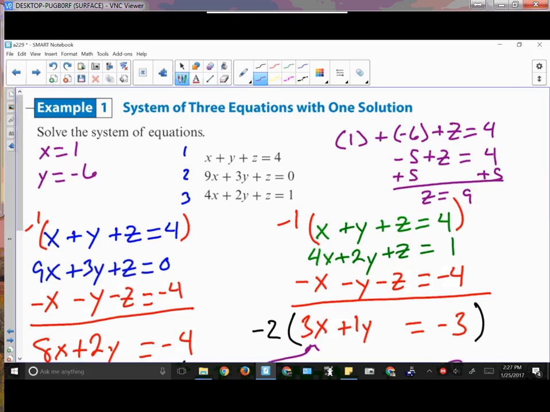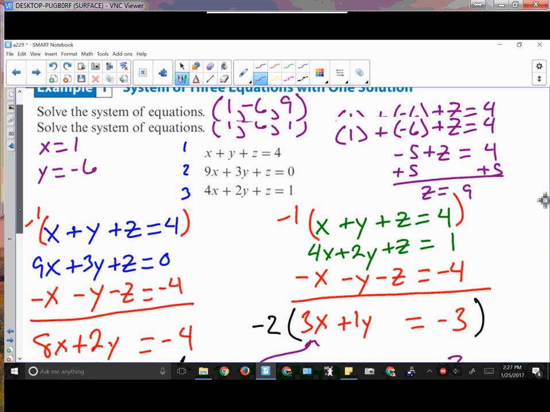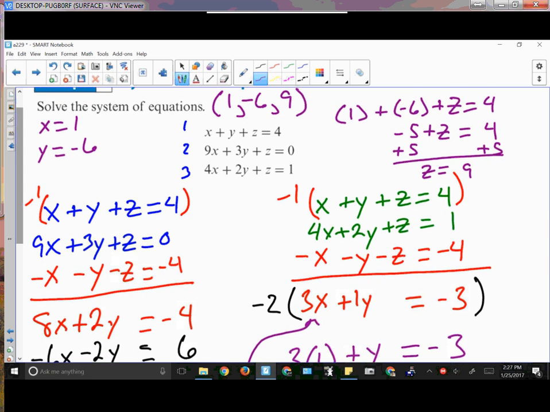So, what this means for the final answer. If I did everything right, the final answer would end up looking like this. 1, comma, -6, comma, 9. Boom. And I've got it all right there. Like I said, this is a lot of writing. There is no other way that you are going to get through this.